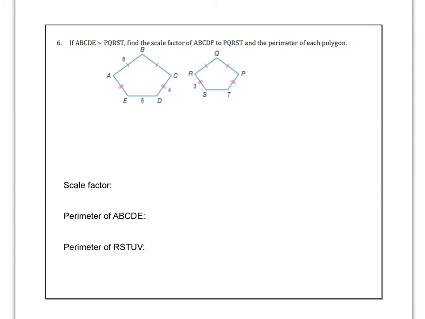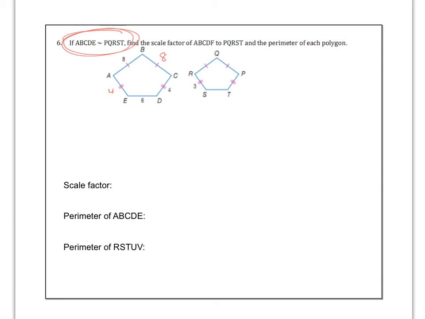Number 6. If ABCDE is similar to PQRST, find the scale factor and the perimeter of each polygon. So it's telling us they are similar. Okay, so I can see some of these marks, like right here I have a 4. Well, this would also have to be 4 because of the double tick marks. Up here, this would have to be 8 because see how the single tick mark here and the single tick mark here, they would have to be the same. So right away, I can fill in a couple of things.